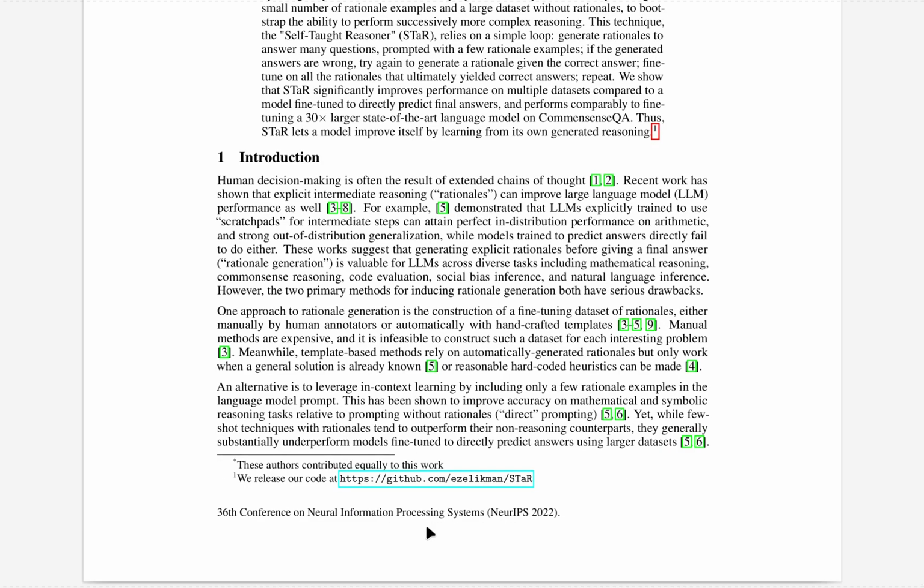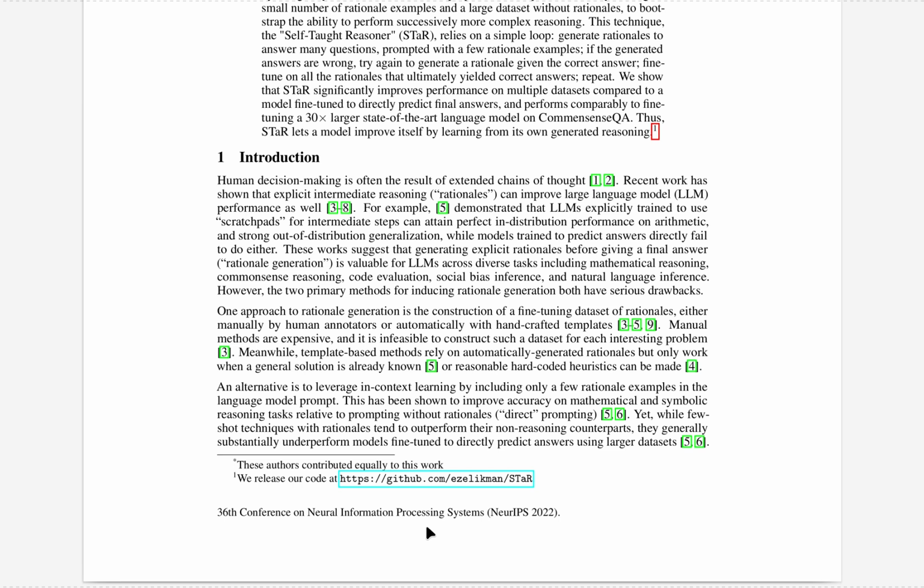Introduction 1. Human decision-making is often the result of extended chains of thought. Recent work has shown that explicit intermediate reasoning rationales can improve large language model performance as well. For example, demonstrated that LLMs explicitly trained to use scratchpads for intermediate steps can attain perfect in-distribution performance on arithmetic and strong out-of-distribution generalization, while models trained to predict answers directly fail to do either.